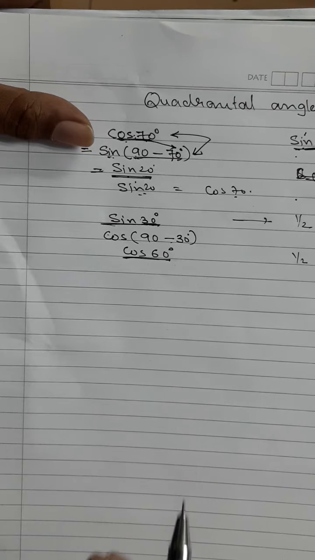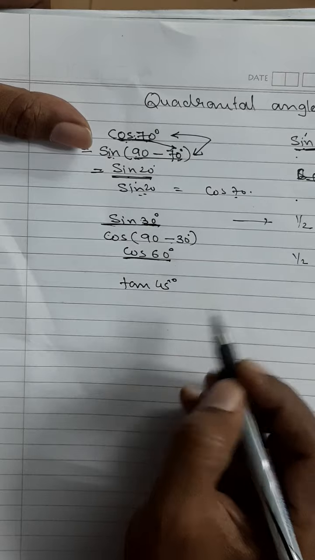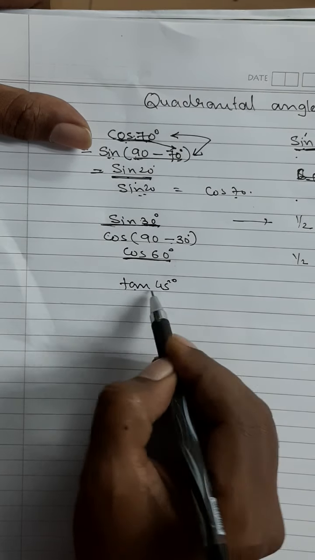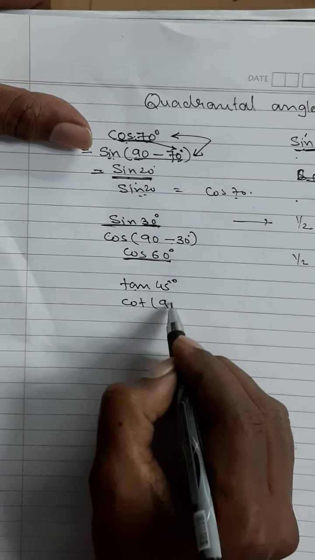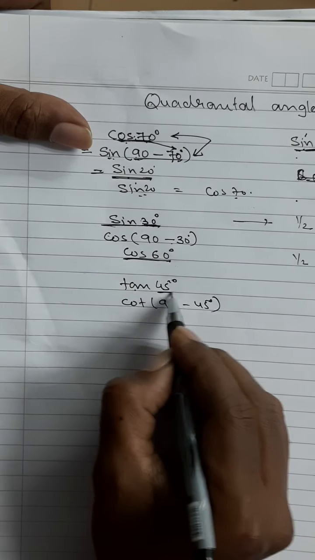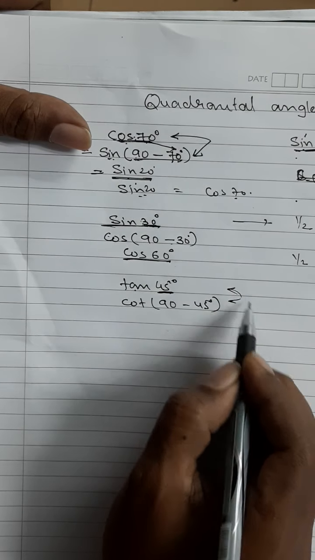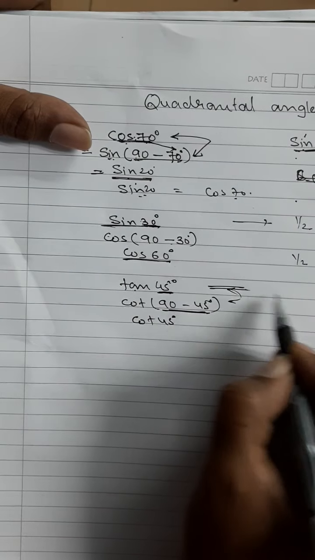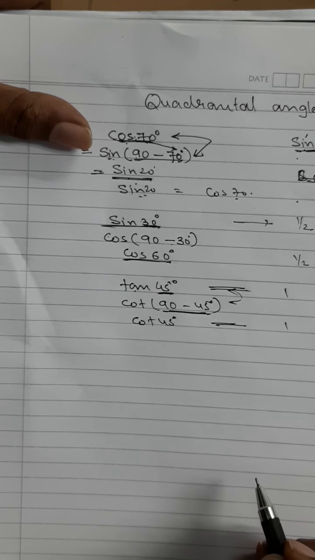See now, tan and cot. Tan 45 degrees. First I will convert tan 45 to quadrantal angle form. So tan 45 will get converted to cot. Cot of what? 90 minus whatever is over here, that will come over here. This is conversion completed. Now I will have to solve this. This will become cot 45 degrees. You know tan 45 degrees is 1 and cot 45 degrees is also 1. Okay, so similarly we can go to other values also.